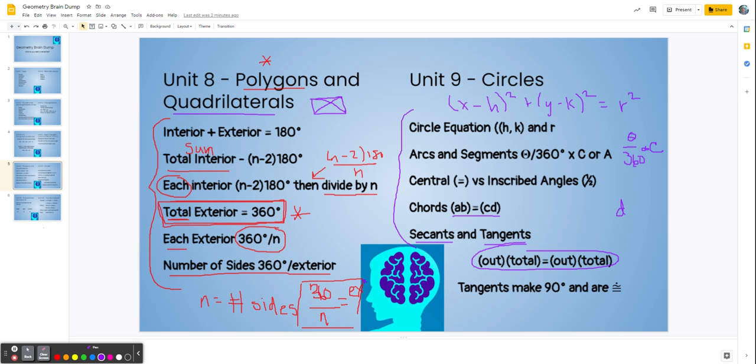All right. We ready for the last slide? So the chords look like X's. Everything's inside the circle. Secants and tangents, you've got an outside piece, or maybe just one outside piece. But it's the outside times the total equals the outside times the total.